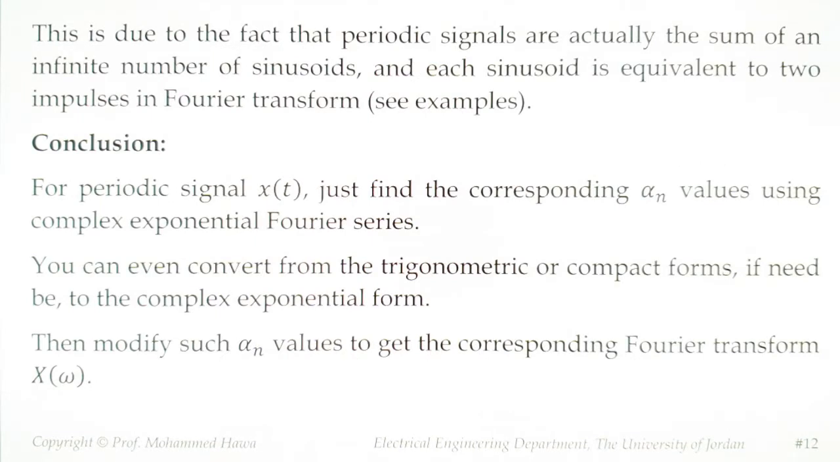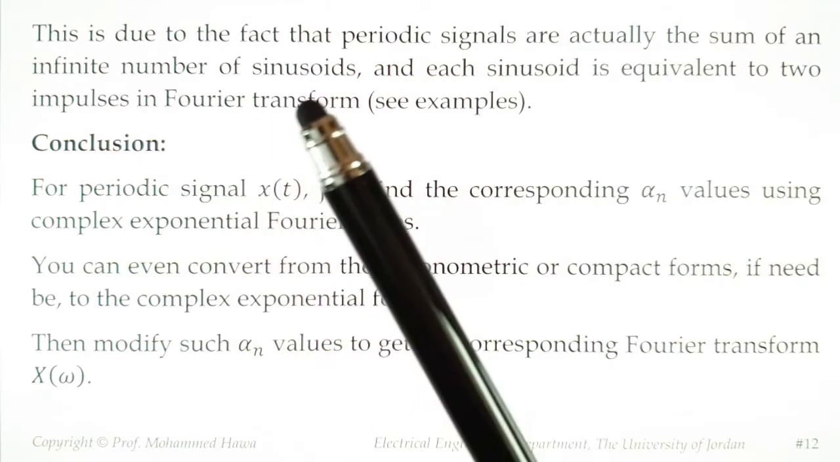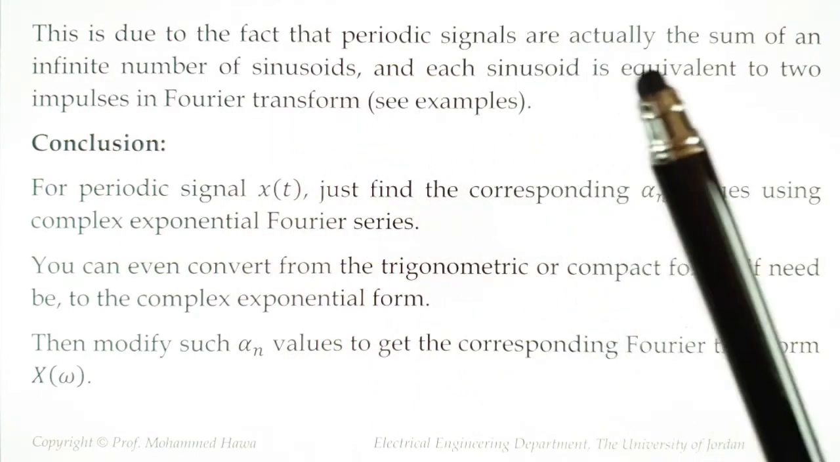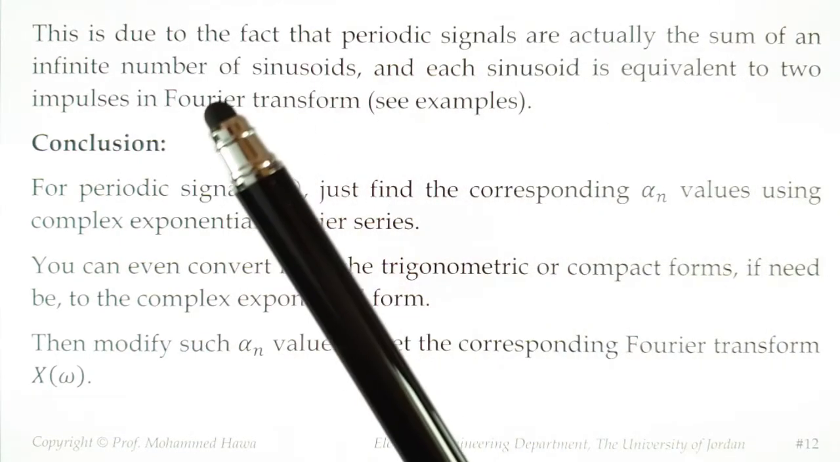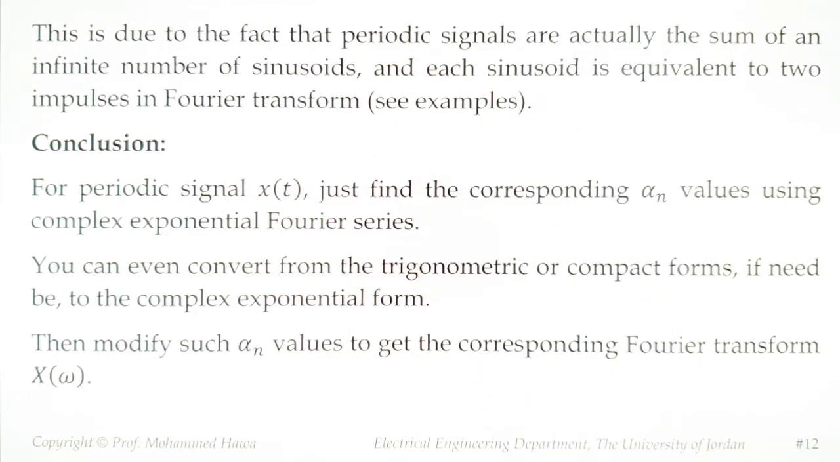So why is it that for periodic signals, the Fourier series and Fourier transform look alike? The reason is that periodic signals are actually the sum of an infinite number of sinusoids, and each sinusoid is equivalent to 2 impulses in the Fourier transform. That's why you're going to get infinite impulses corresponding to infinite sinusoids. Plus, of course, the impulse around 0, which represents the DC value.